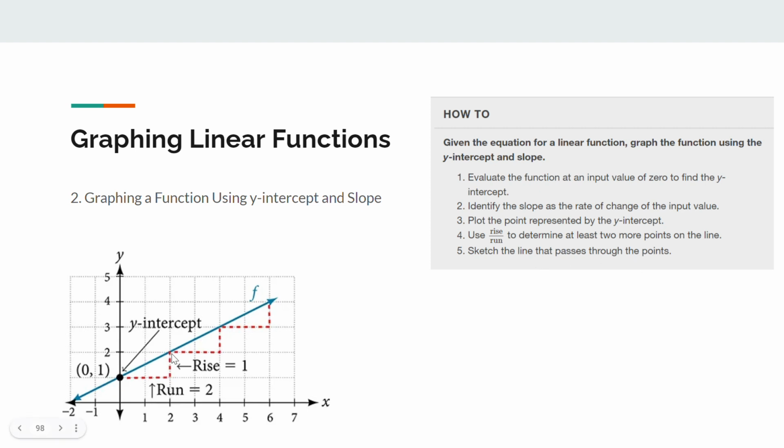So basically, you first got this point, that's your y-intercept point, and then you use the slope, the rise over run, to find other points, and then you draw a line that goes through them.